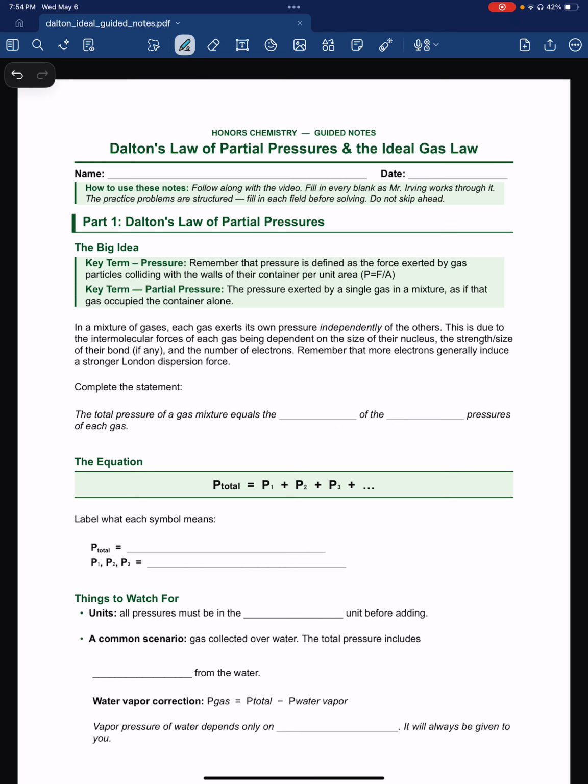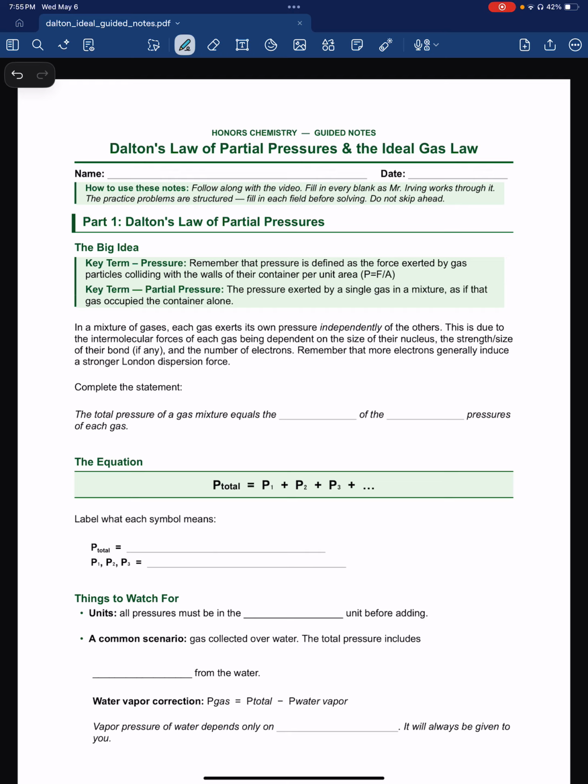All right, so today we're going to finish up talking about new content when it comes to the gas laws. And today we're talking about Dalton's law of partial pressures and the ideal gas law. So up to now, every gas law we've learned has treated the gas in a container as one single substance, right? So Boyle's law, Charles' law, Gay-Lussac's law, all of them assume that you have only one gas.